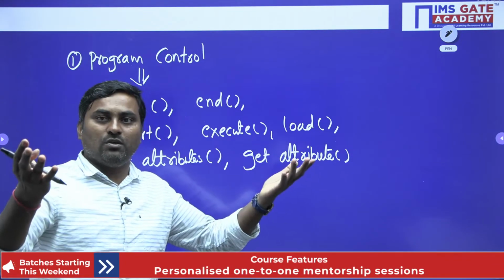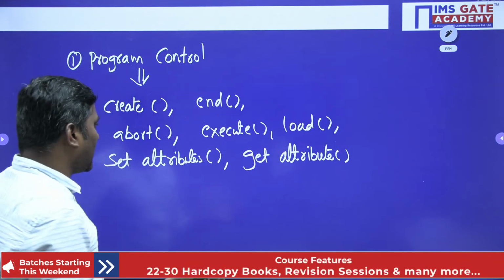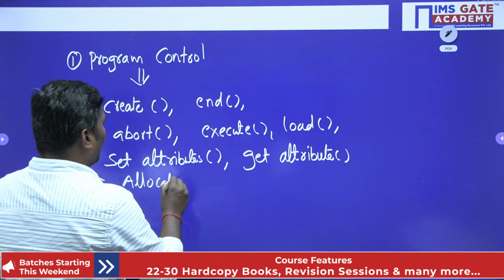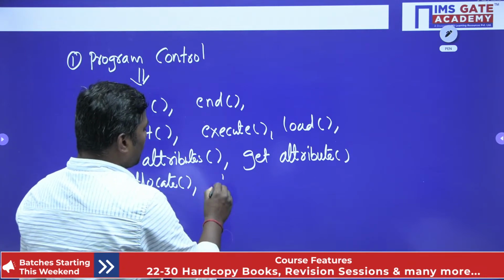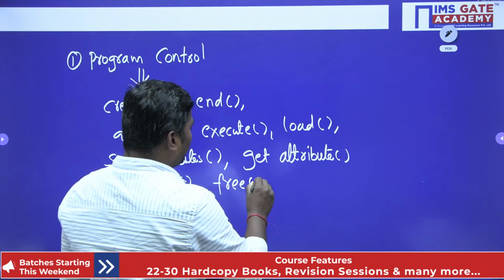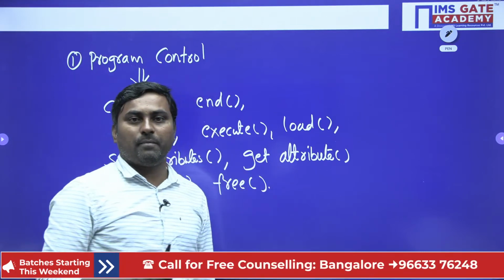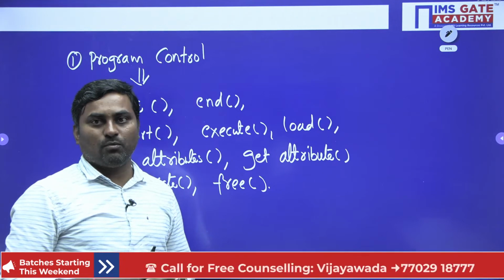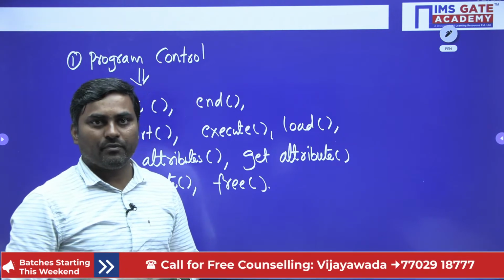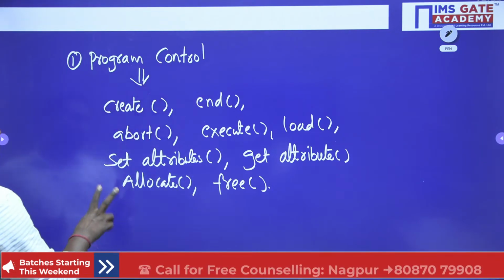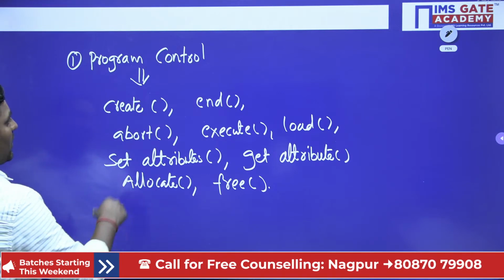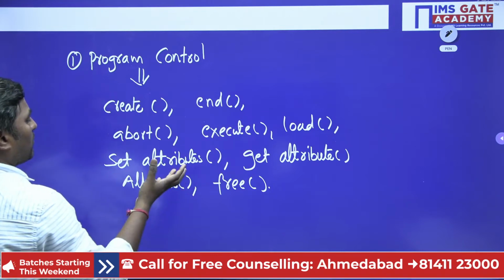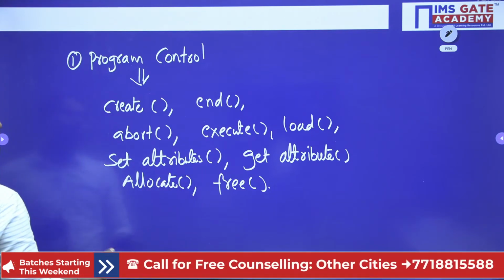Create a process, load the process, and allocate memory. We need to allocate the memory also, right? Allocate the memory to the process. Once execution is over, free up this memory. All this comes under program control system calls. Clear? So just note it: create, end, abort, execute, load, set attributes, get attributes, allocate memory, deallocate the memory for a program.